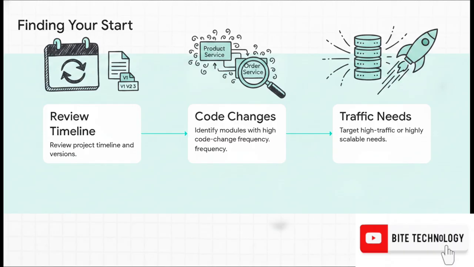You're almost certainly going to find 1 or 2 core culprits that are constantly getting updated and causing code conflicts. In an e-commerce app, this is very often the product service or the order service. And then step 3, target high traffic or highly scalable needs. If a specific module takes in massive amounts of user traffic and desperately needs to be scaled independently, well, that module demands your immediate attention.